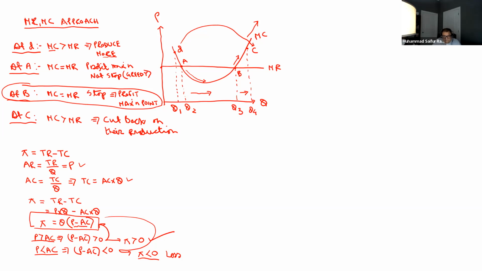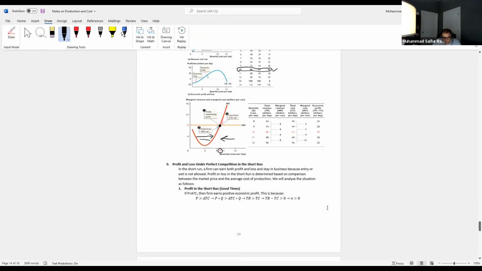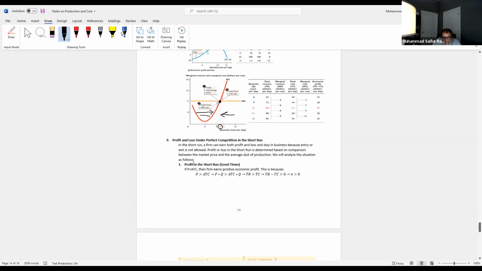notes again. Okay, so if you look at it, when I defined good times and bad times, good times is a time when a firm is earning profit. That usually happens when price is greater than average total cost. By the way, ATC and AC are the same. Sometimes we call it average total cost, and sometimes we just call it average cost. They are the same thing. So if you use the same notations, you see that if price is greater than average total cost, your profit is positive.